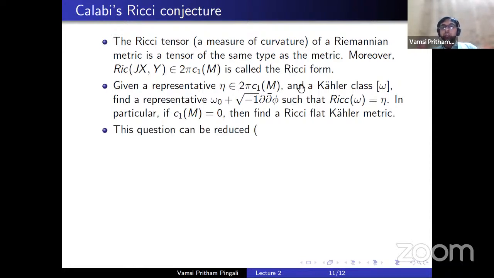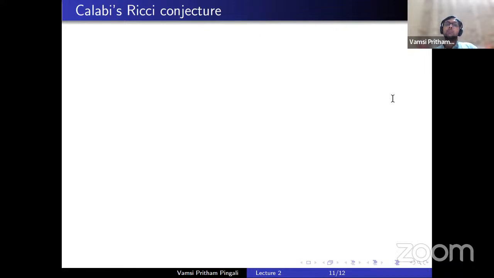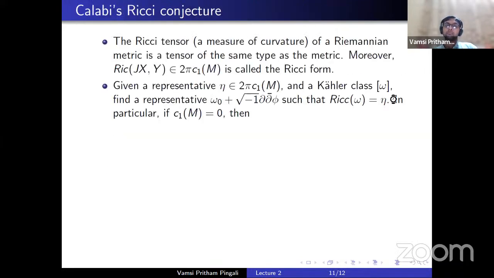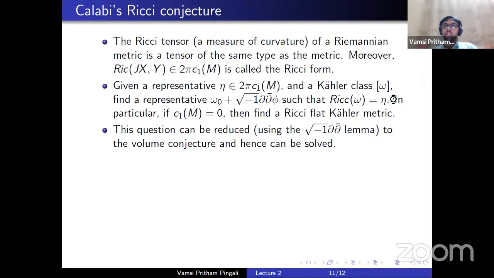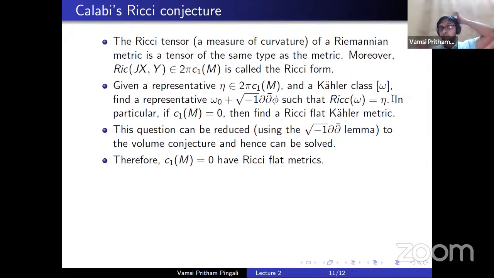So this question, that is Ricci of omega equals eta, can be reduced using the del bar lemma to the previous conjecture of Calabi that Yau solved, the volume conjecture, and hence can be solved. How do you reduce that? I'll see if I have time after I finish these 2 slides to tell you that. So the bottom line is, if the first Chern class is 0, the manifold is a Calabi-Yau manifold. So these are the so-called Calabi-Yau manifolds.